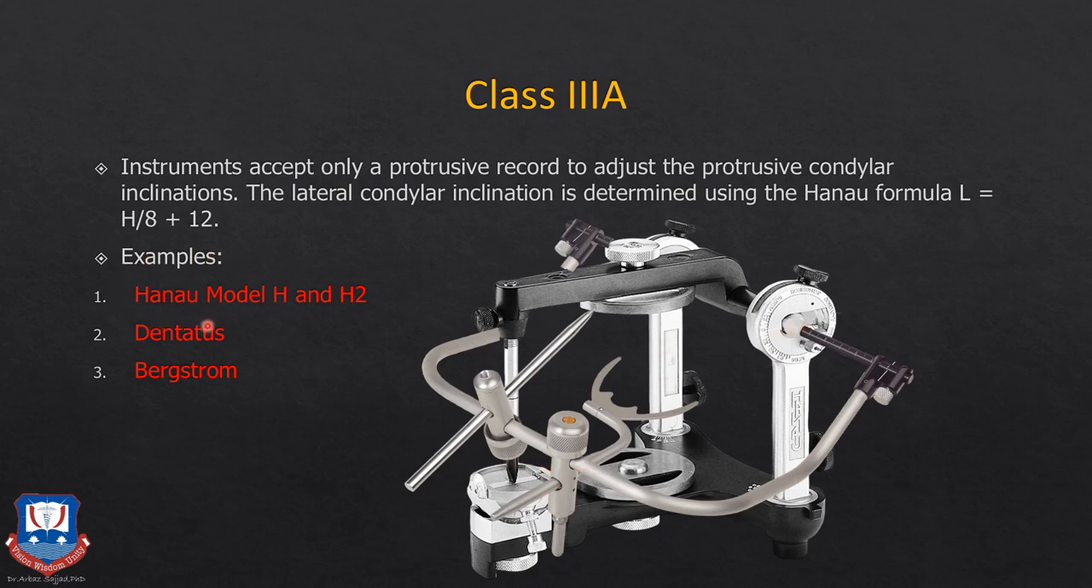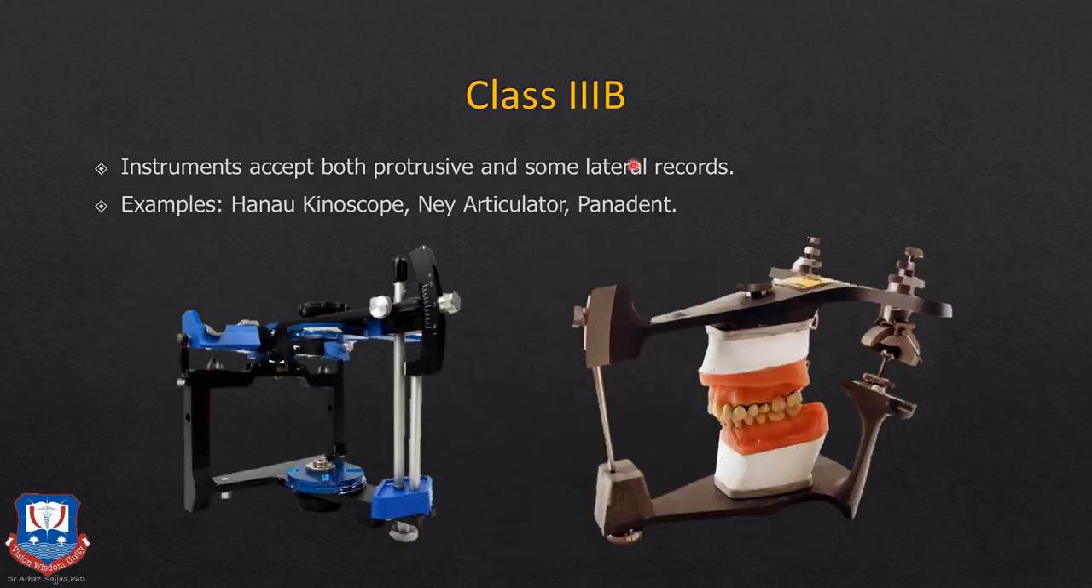Examples of these are the Hanau model H and H2, Dentatus and Bergstrom, and these articulators accept a facebow. What you are seeing here is a non-arcon type of articulator, because here the condylar sphere is attached to the upper member and the condylar pathway is in the vertical rod, that is in the lower member. Next, coming to class 3B. Examples of class 3B are the Hanau Kinescope, which is a Kneis articulator, and also the Panadent articulator. The key difference between class 3A and 3B is that class 3B also accepts lateral records. Class 3A only accepts protrusive records.